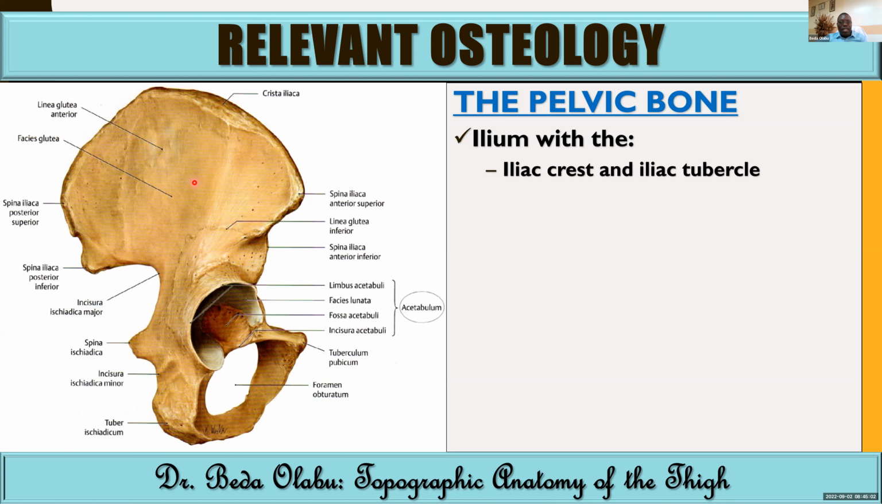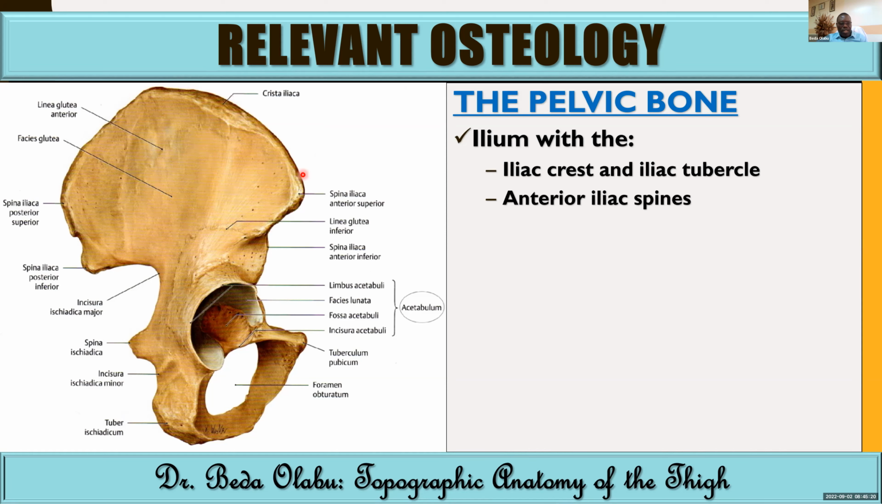So the parts of the ilium that are important in our understanding for this session will be the iliac crest, which you remember even from the previous session. That's the iliac crest. And along the iliac crest is this region here, which we call the iliac tubercle.